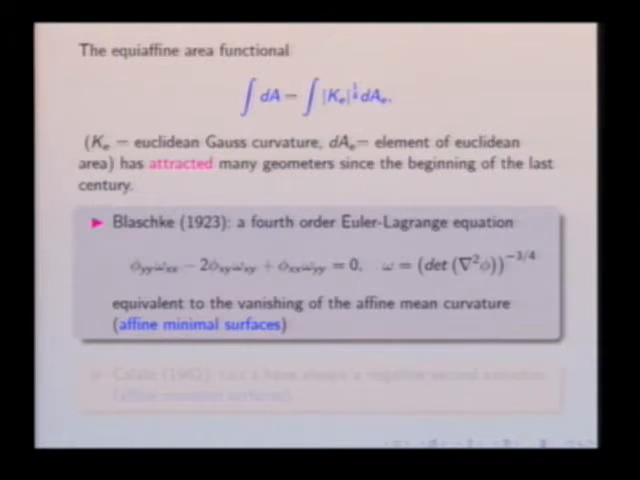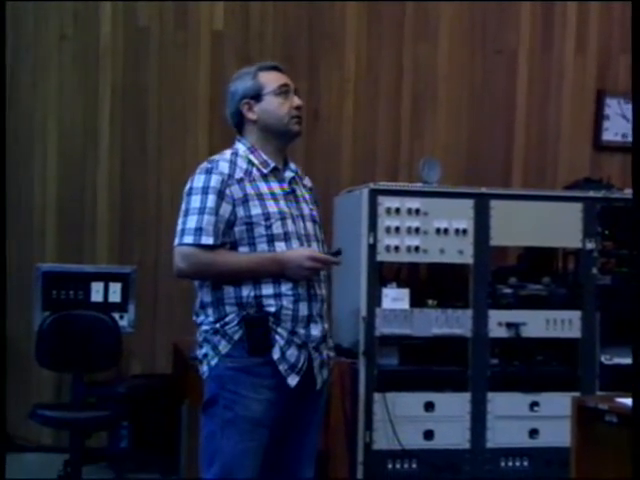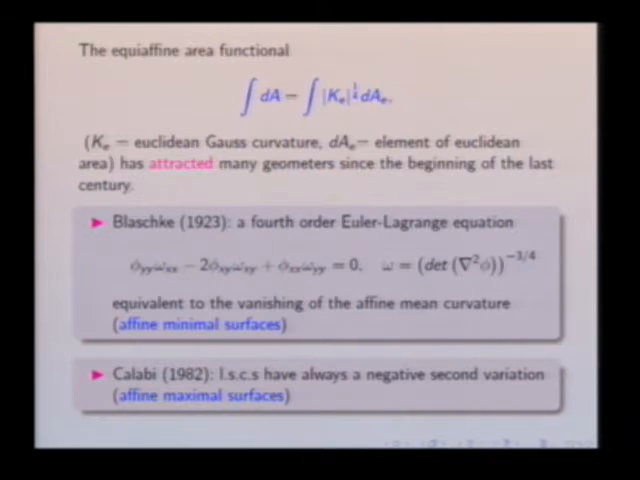He proved that the Euler-Lagrange equation of this functional is of fourth order, and it is equivalent to the vanishing of the affine mean curvature. It's for that he called this kind of surfaces affine minimal surfaces. But later, 60 years later, Calabi in 1982 proved that for the convex case, the second variation is always negative. So, with good criteria, he proposed to call them the family of affine maximal surfaces.